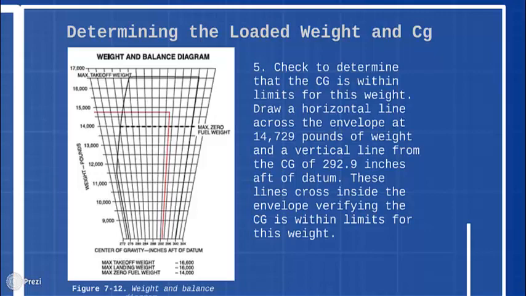Refer to the weight and balance diagram in Figure 7-12. Draw a horizontal line across the envelope at 14,729 pounds of weight and a vertical line from the CG of 292.9 inches aft of datum. These lines cross inside the envelope, verifying the CG is within limits for this weight.